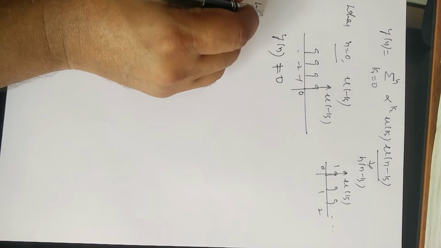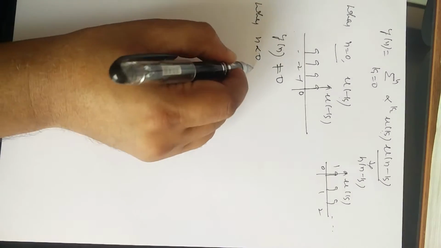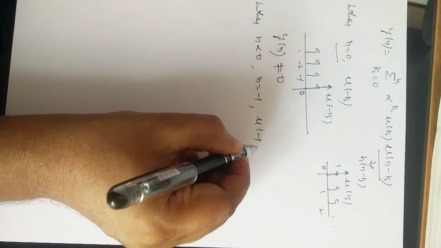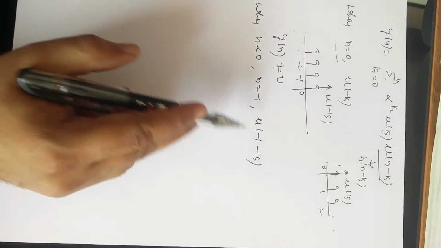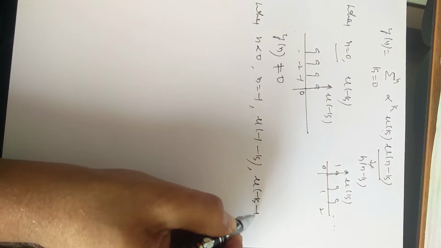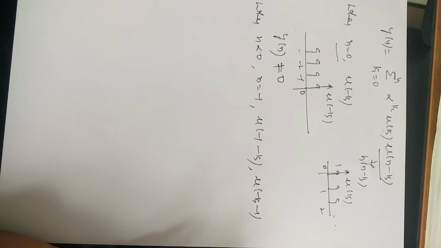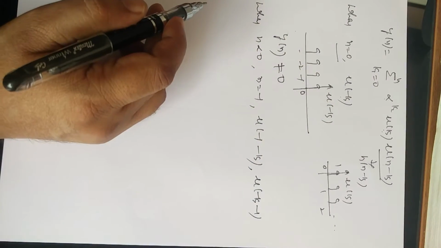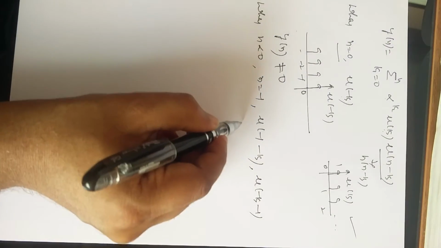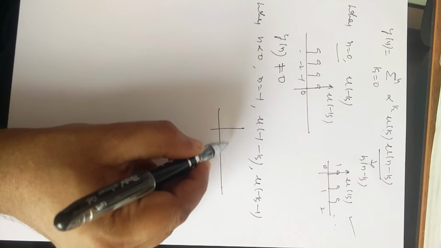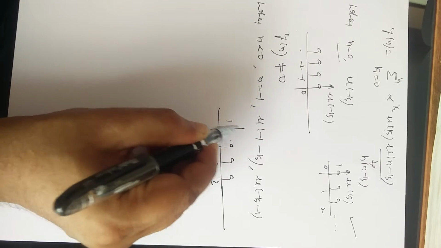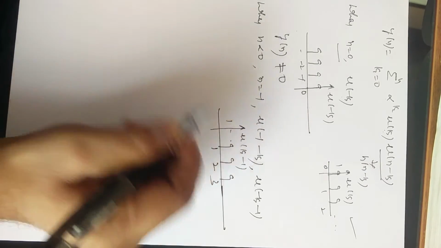Second case, n is less than 0. I'll take n equal to minus 1. Then what happens? u of minus 1 minus k. How do you write it? You can write this as u of minus k minus 1. First shift the signal u of k to the right by 1 unit, then take a reflection. This is u of k. When you shift it right by 1 unit, u of k minus 1 comes at 1, 2, 3, and goes till plus infinity. This is u of k minus 1.